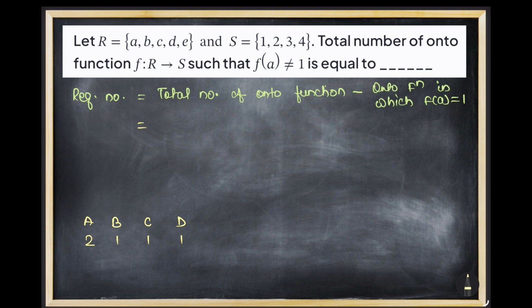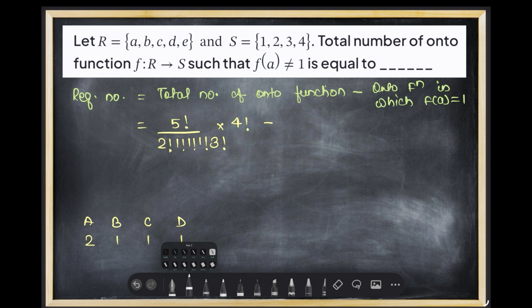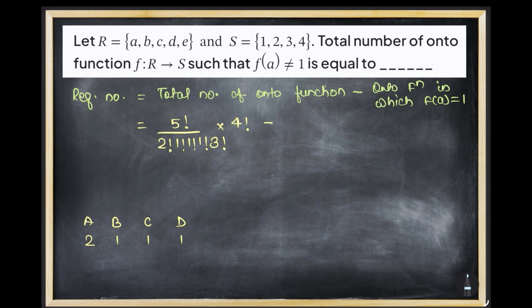Correct? Now, we got 5 people by 2 factorial into 1 factorial, 1 factorial, 1 factorial. 1 is repeated thrice, so 3 factorial. Now you have created 4 groups and you have 4 people in the next set. So 4 factorial. Done. Now you have to subtract the number of functions in which f of a is connected with 1. So look at here.